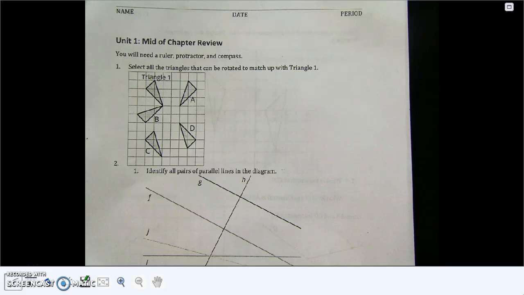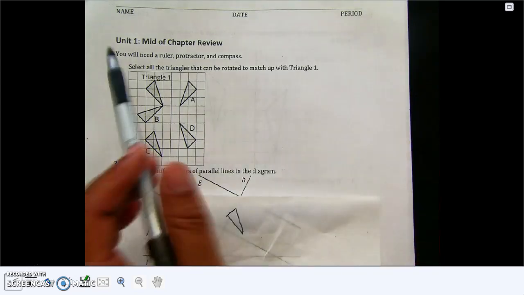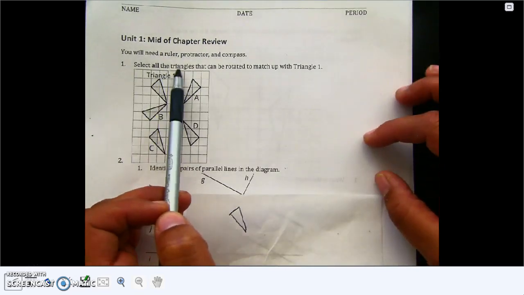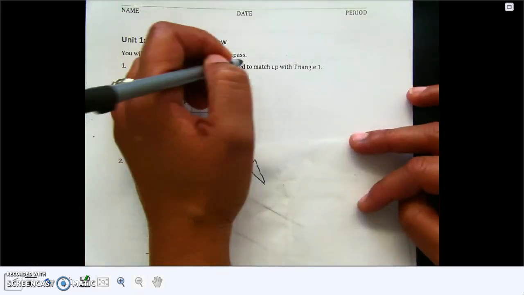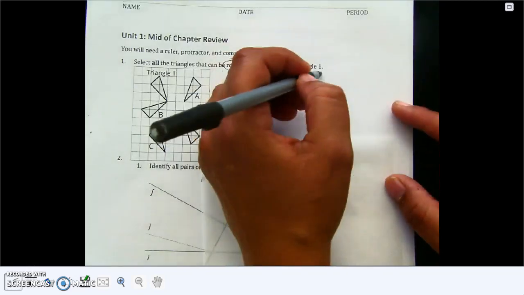This is not going to look exactly like the text because the idea is practicing the concepts and understanding the concepts so that way you can get a good score. With that said, we are talking about transformations. We're talking about rotation, translation, and reflection for this one here. It says select all triangles that can be rotated to match up with triangle 1.